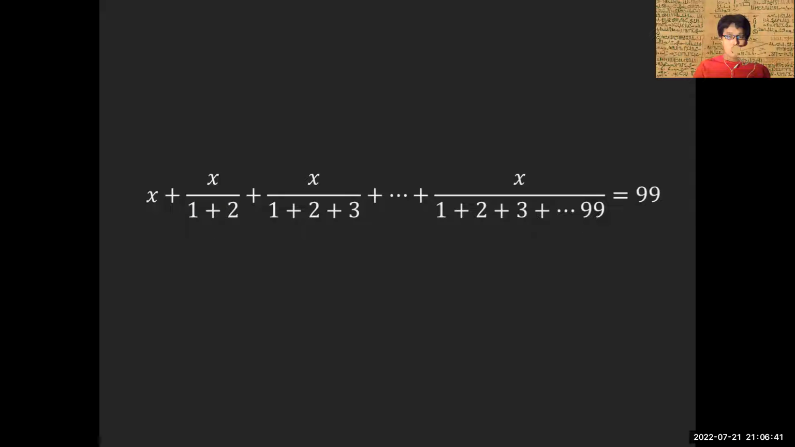Okay, so the question is, you are asked to solve this equation. Basically you have x plus x over 1 plus 2, plus x over 1 plus 2 plus 3, so on and so forth until the last term of x over 1 plus 2 plus 3 all the way to 99. And this whole equation equals 99. So what is x?